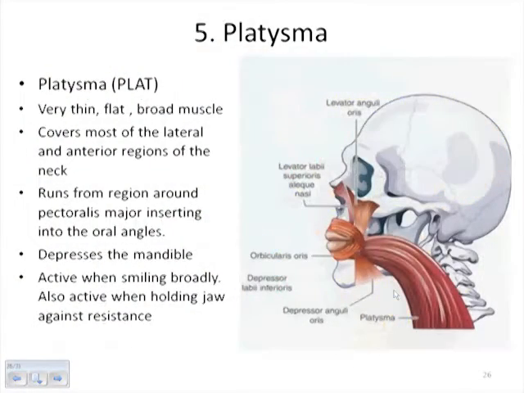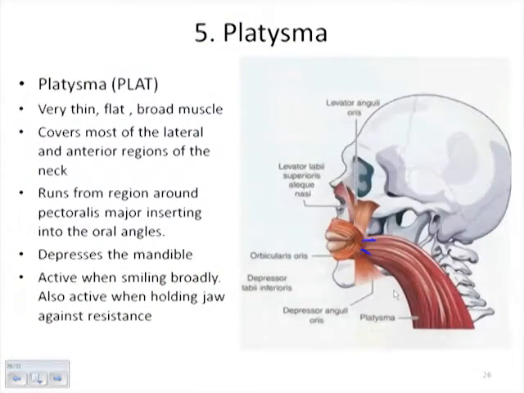All right. The final muscle we're going to talk about is the platysma. This platysma is a flat, long, thin, broad muscle that covers most of the lateral and anterior surface of the neck. If you remember the pectoralis major, it's the chest muscle, the respiratory muscle we talked about. It's like a fan-shaped muscle right here. So it extends from the region around the pectoralis major and inserts into the oral angles. So this muscle that you see where it inserts into the oral angle, long, thin muscle, and then you have the fan-shaped pectoralis major, and that becomes your platysma.